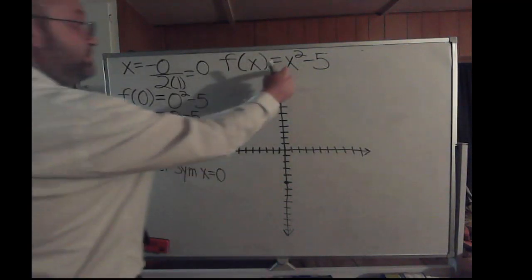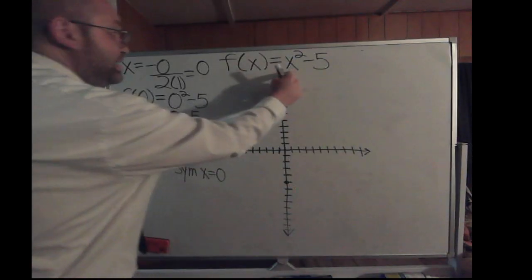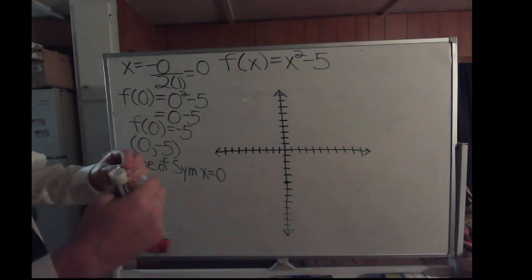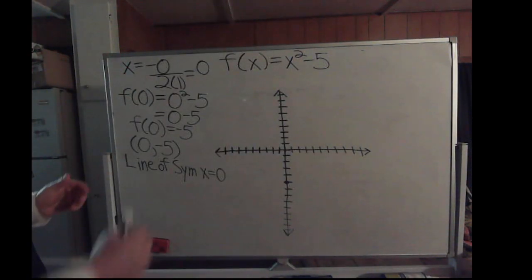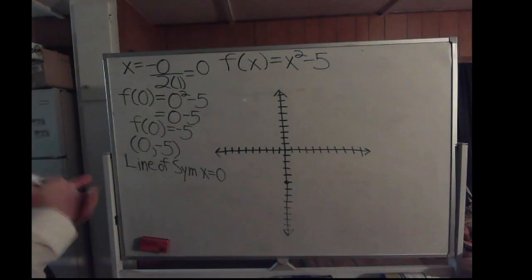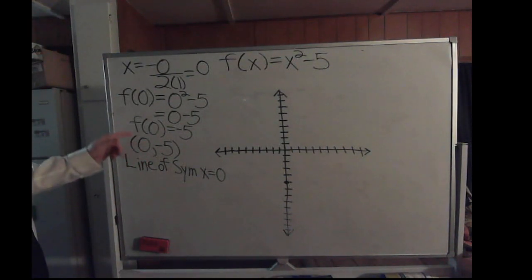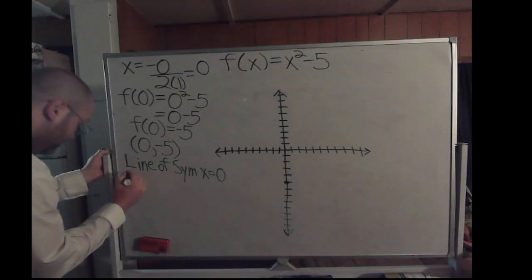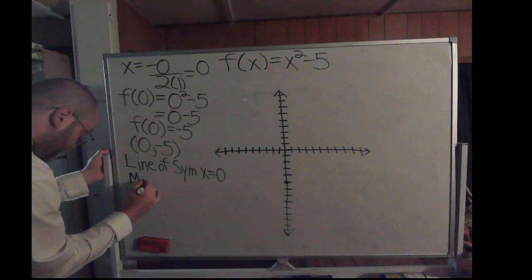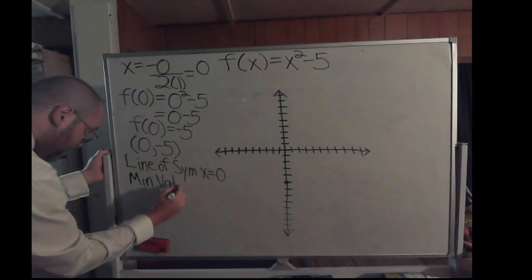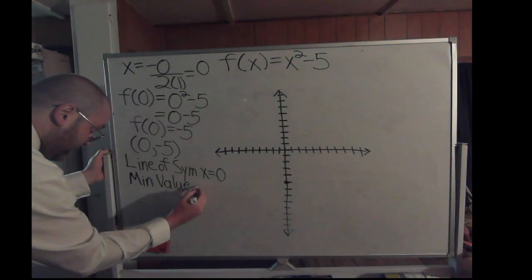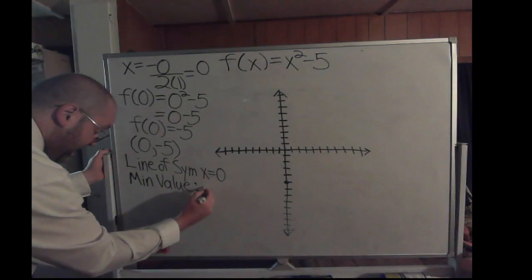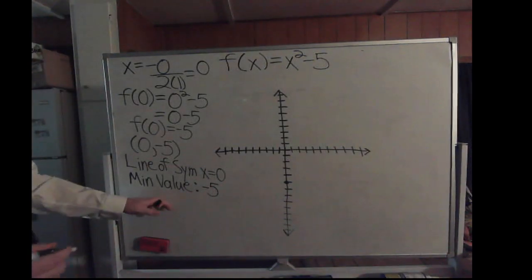Since the coefficient of the x squared term is positive, this parabola is going to open upward, which means we have a minimum value. The minimum value is f of negative b over 2a, which in this case was f of 0. F of 0 is negative 5. So the minimum value of this function is going to be negative 5.